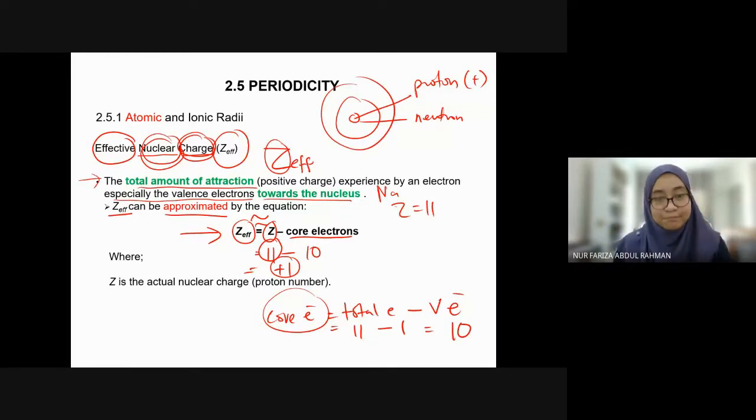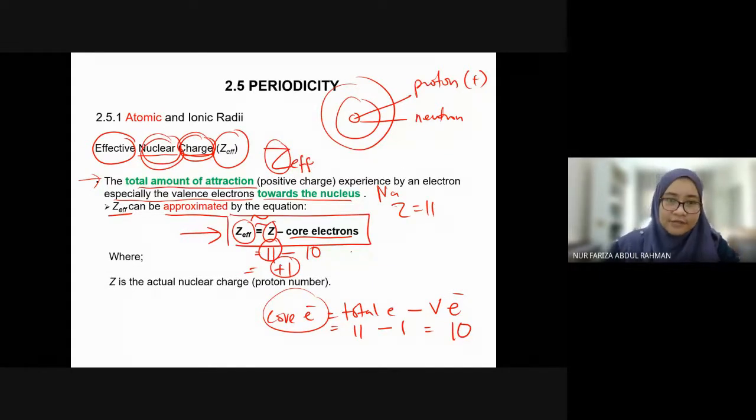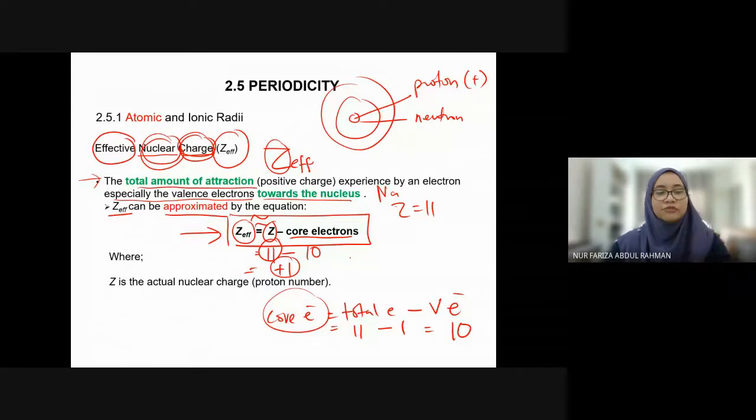Itu nak cepat, okay, nak ingat cepat. Tapi, how do you get positive 7? This is how you calculate the Z effective. Okay, ini nak bantu you cepat tahu, maksudnya cepat boleh conclude, to summarize and whatnot. But you should know that to calculate Z effective, how do you get positive 7, positive 2, positive 3, positive 4 is by right through this equation.